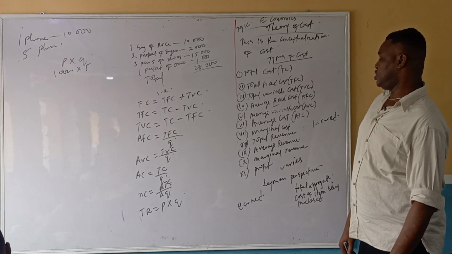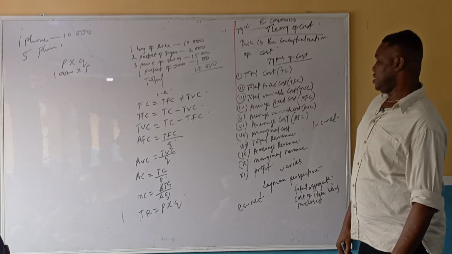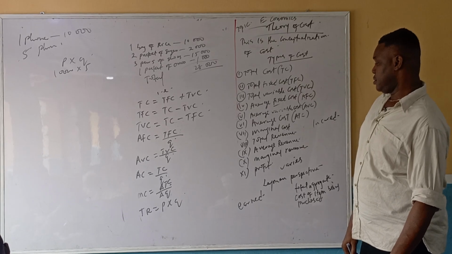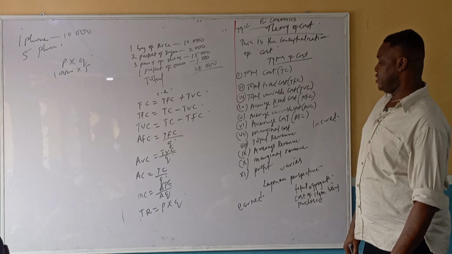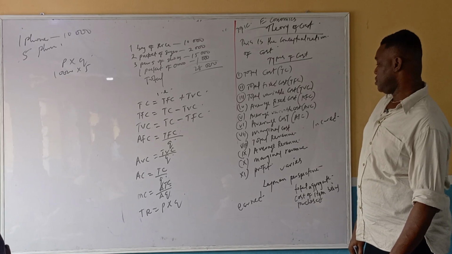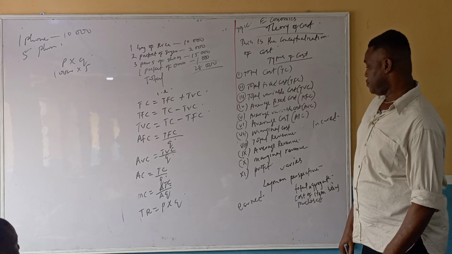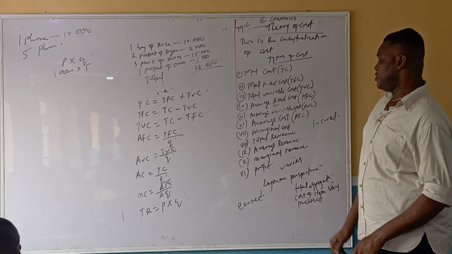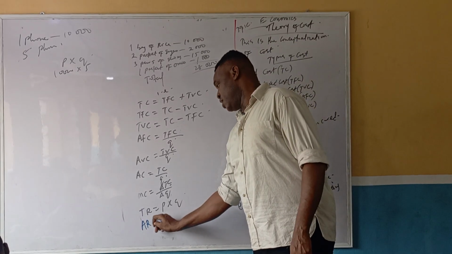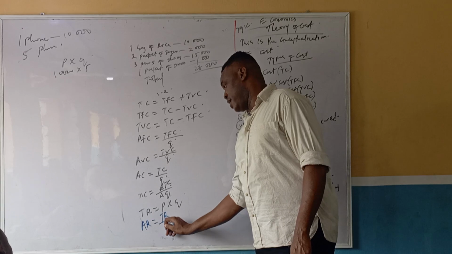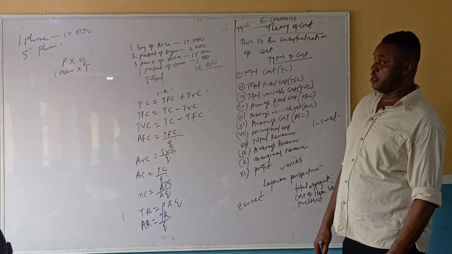Next, average revenue. This is the average revenue earned on total revenue. The formula is this: average revenue is equal to total revenue divided by quantity.